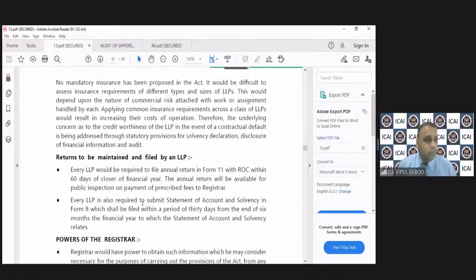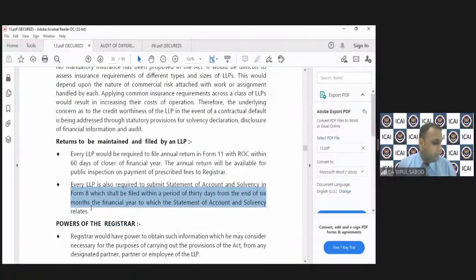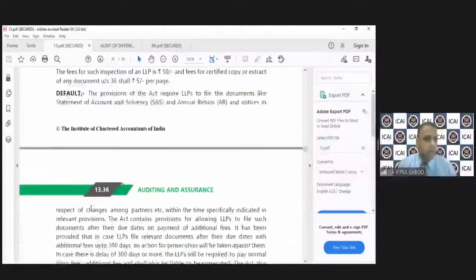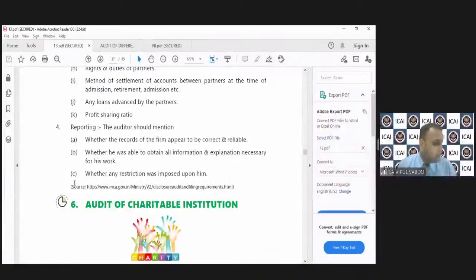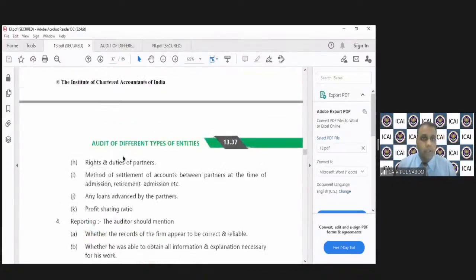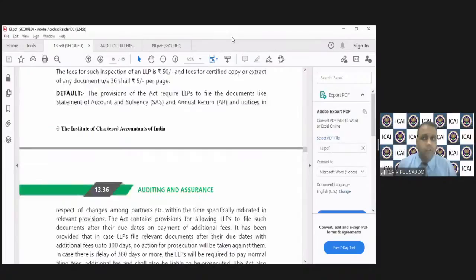Okay, so somebody asked me, sir, it is in the LLP Act, it has been mentioned that end of 6 months. Here you go. Form 8, which shall be filed within a period of 30 days from the end of 6 months of the financial year to which the statement of account and solvency relates. Powers of the registrar, default, appointment of auditor, auditor's duty. We have done each and every point. Specific slide for each and every topic. Jamil, I hope it is clear. Whatever I have covered from the module, I've shown you over here. Can you please reply? This is what we have covered from the module. If there is anything else you require, please let me know.